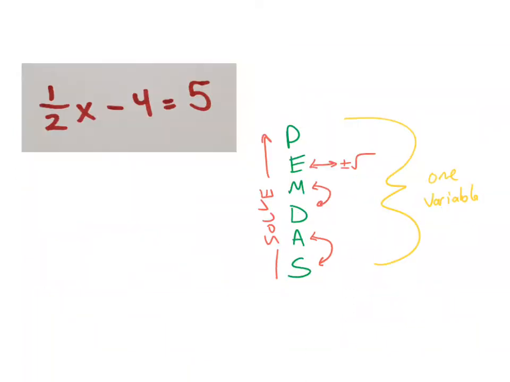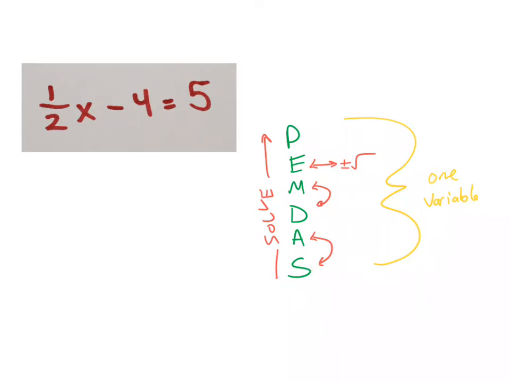Alright, so the next one we're going to work on, we first want to make sure that we have one variable. Because if we have one variable, then I can use PEMDAS backwards because it's a solve problem. So I see an equal sign, which tells me right away it's likely a solve problem. I see just the x, so there is one variable. That means I'm allowed to use PEMDAS backwards. So I always start at the bottom. Do I see any subtraction? I see subtraction right here.